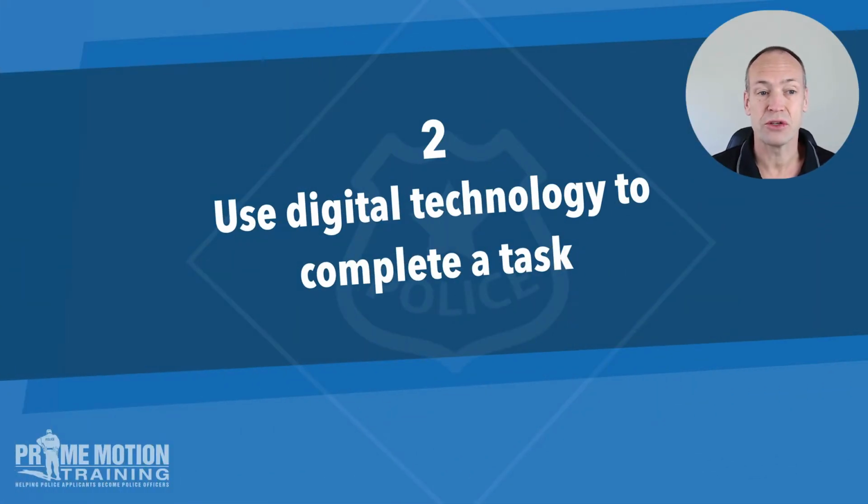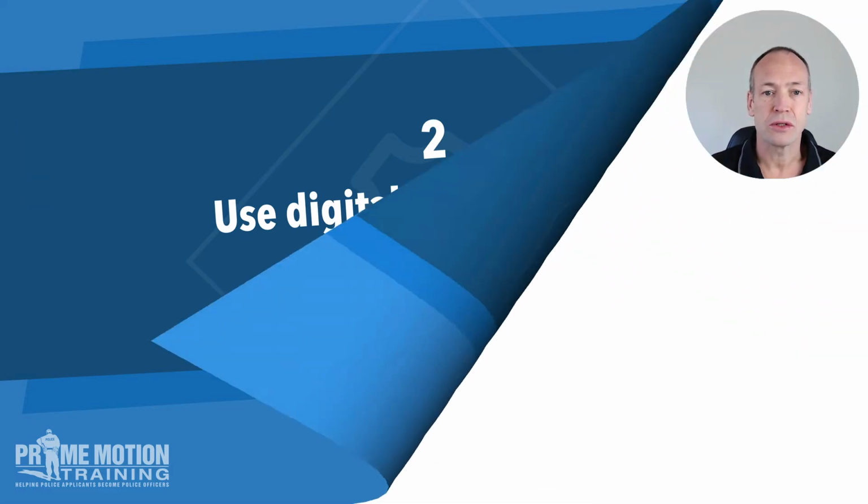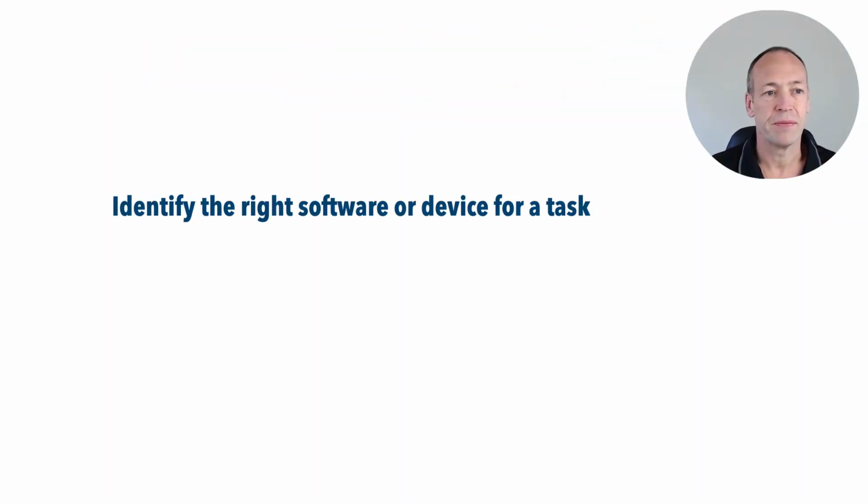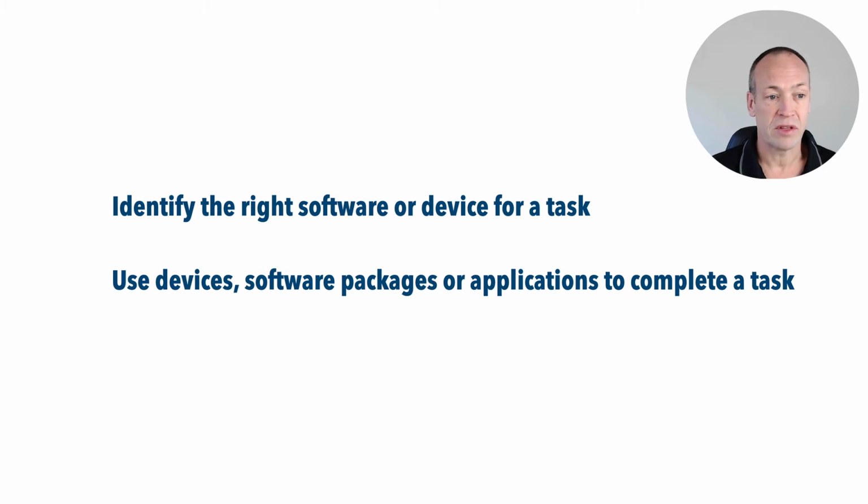All right, let's keep moving. The next section is your ability to use digital technology to complete a task. So let's look at some of the specifics in this category. Identify the right software or device for a task. If you have a particular task that you need to perform, your understanding of the right software or device that would be necessary for that particular task will be assessed. You need to have that skill. You need to have the ability to use devices, software packages or applications in order to complete a task.